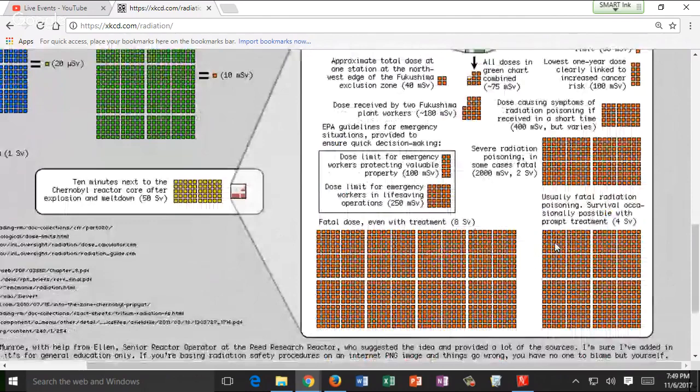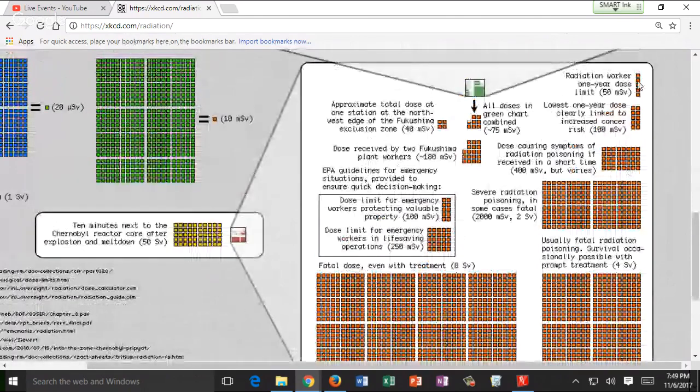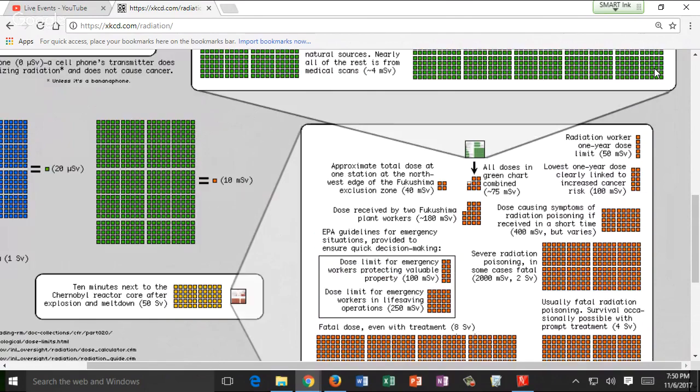All the way down to, if you get just 50 millisieverts, that is the 1-year dose limit for a radiation worker. So if you're working close to radiation, that's the most you can get in a year and be all right. The lowest dose that's actually linked to increased risk for cancer is about 100 millisieverts, so double that. So half of the lowest known dose is what you could do if you were working with that stuff, if that's what you chose to be your job.